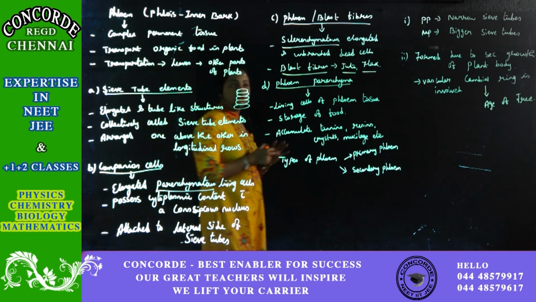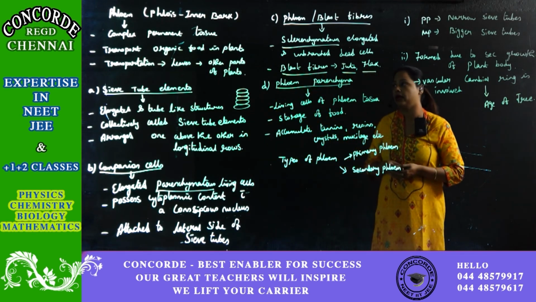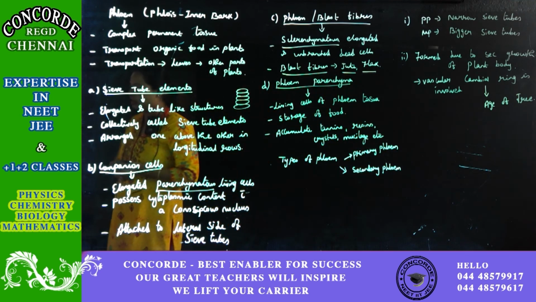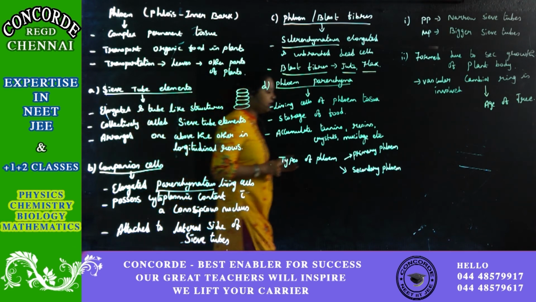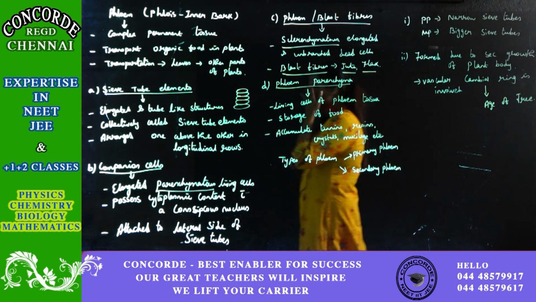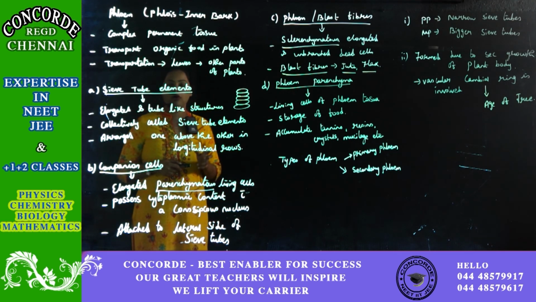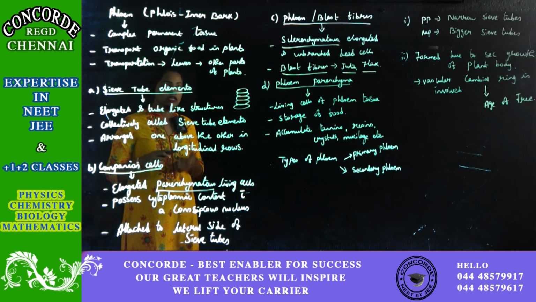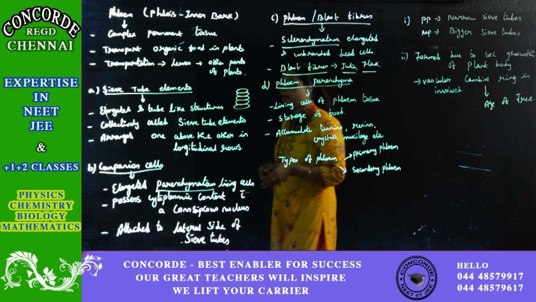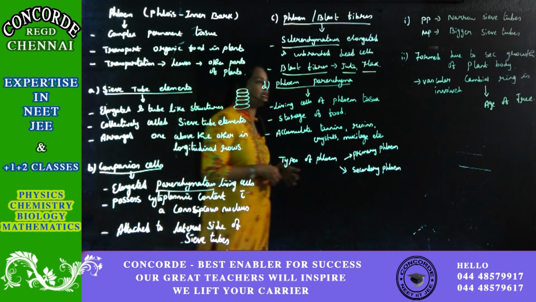To summarize again, the phloem is the inner bark of the plant. It is present in the complex permanent tissue, and the function of the phloem is transportation. The transportation occurs from leaves to the other parts of the body. There are 4 structures associated with phloem. First structure is sieve tube elements, which are arranged one above the other in the longitudinal way. Second structure is companion cells. Companion cells are made up of parenchymatous living cells, and they attach to the lateral side of the sieve tube.